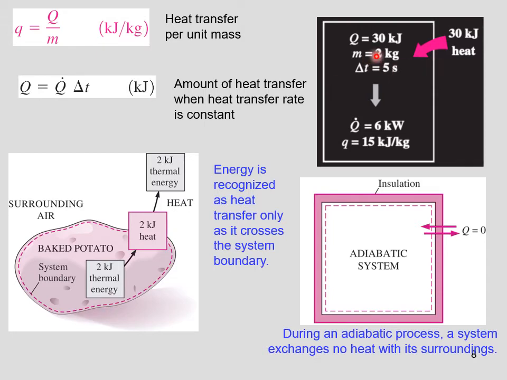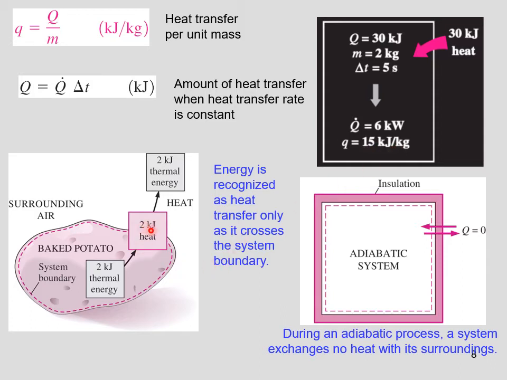So the slide to the right here shows you an example. Let's say we have a system. Here's our boundary. We have 30 kilojoules of heat coming into the system. So Q would be 30 kilojoules. Let's say there's 2 kilograms worth of stuff in here, and this heat transfer occurs over 5 seconds. So we can define Q dot as Q, 30 kilojoules, divided by delta t of 5 seconds, we get 6 kilowatts. Small q will be big Q divided by M, so that'll be 30 divided by 2, or 15 kilojoules per kilogram.